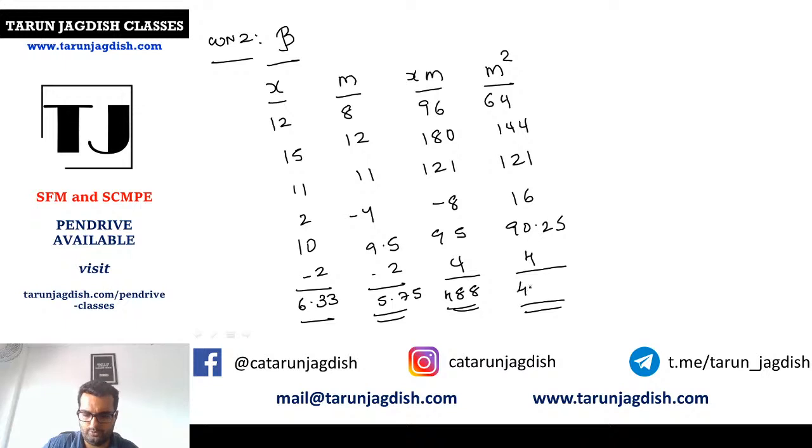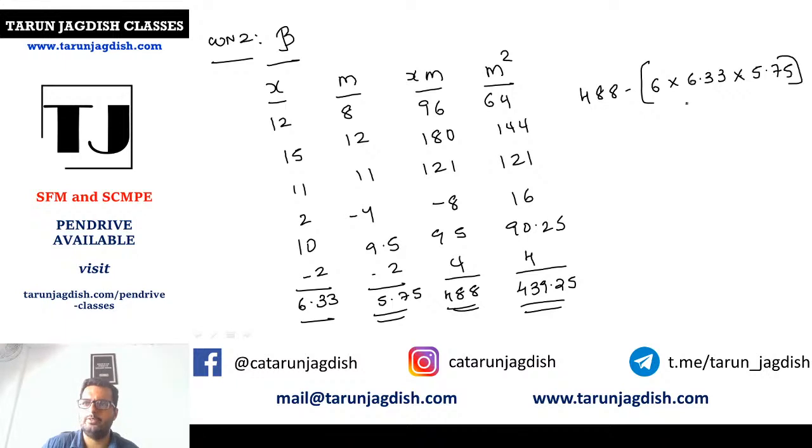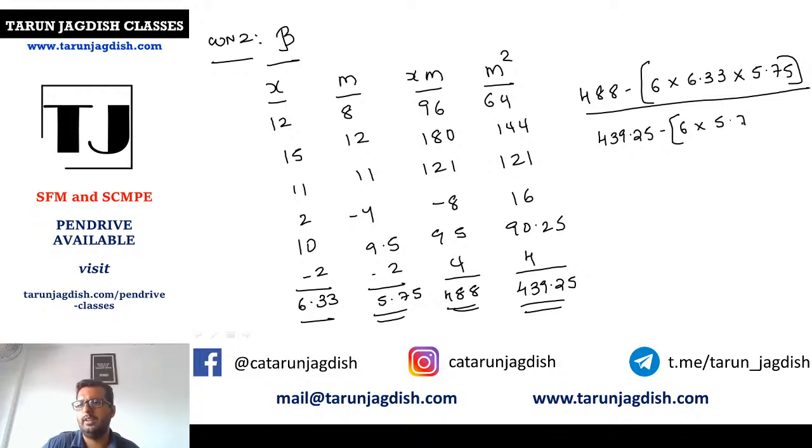So I'll get the answer as 439.25. So the formula would be 488 minus 6 into 6.33 into 5.75 divided by 439.25 minus 6 into 5.75 into 5.75.